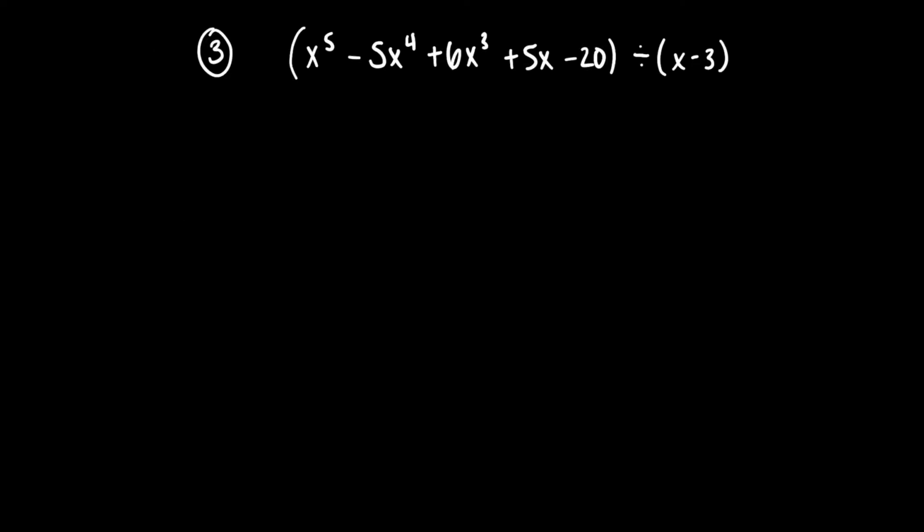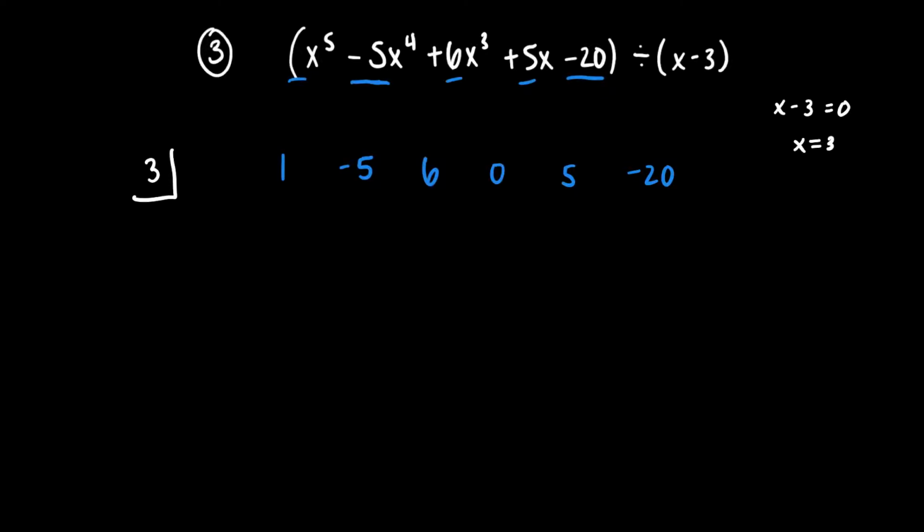Okay, so x to the 5th minus 5x to the 4th plus 6x cubed plus 5x minus 20. We're going to divide by x minus 3. So we'll take these coefficients here. Actually, the coefficient's negative 5 there. And we'll write them down. So we have 1x to the 5th, negative 5x to the 4th, 6x cubed, 0 x squared. We don't have any x squared, so we have to put that 0 there. 5x and then negative 20. And if x minus 3 is a factor, then we're going to check when x is 3 here.